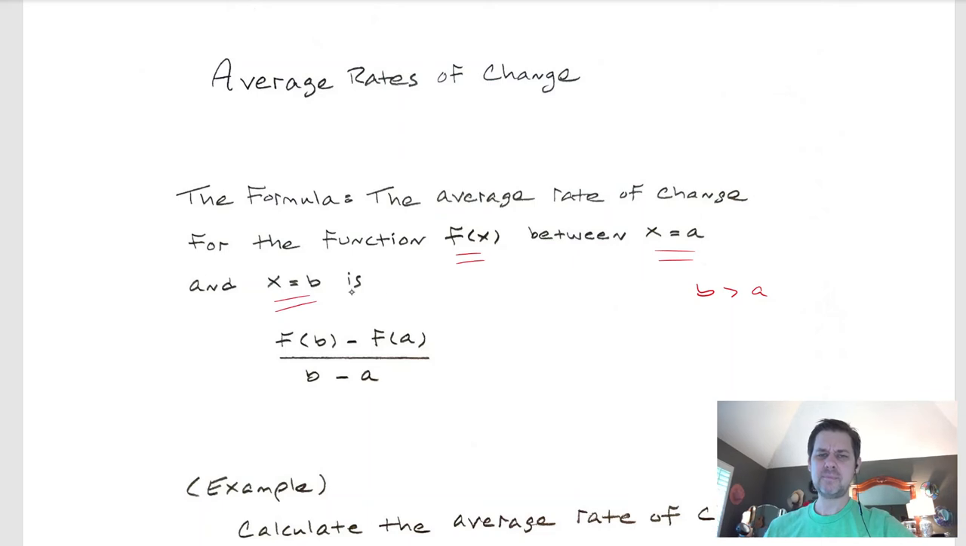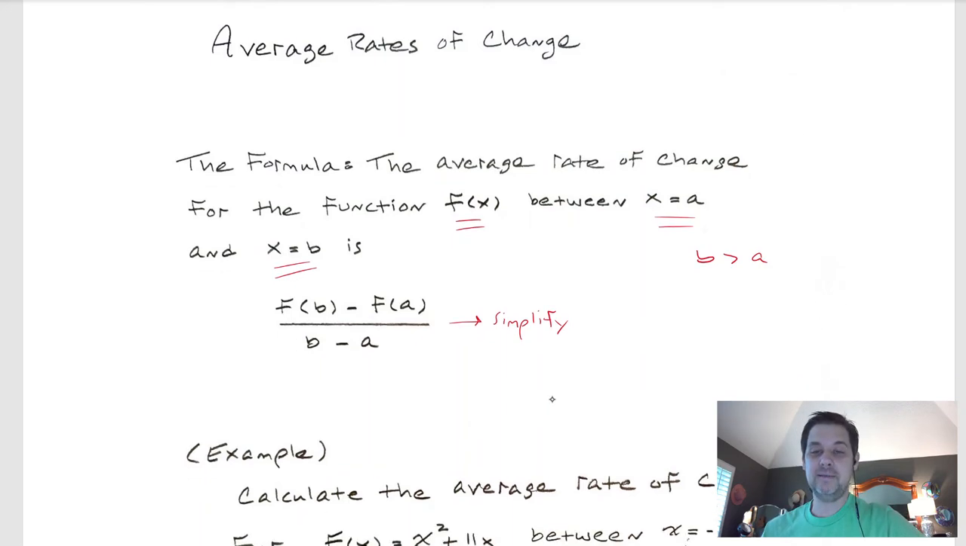Anyway, the way that you calculate what is called the average rate of change in that case is f of b minus f of a, over b minus a. And then from there, you just simplify this or calculate it, whatever the numbers are. Okay. All right. So that's the formula, and that's the terminology. Let's look at an example.